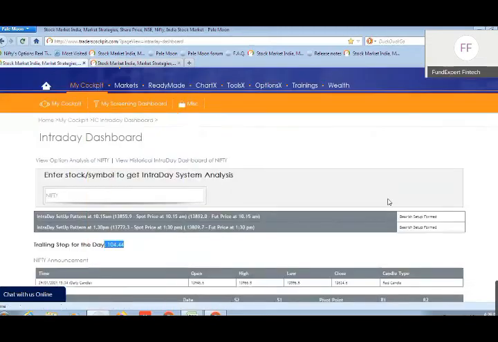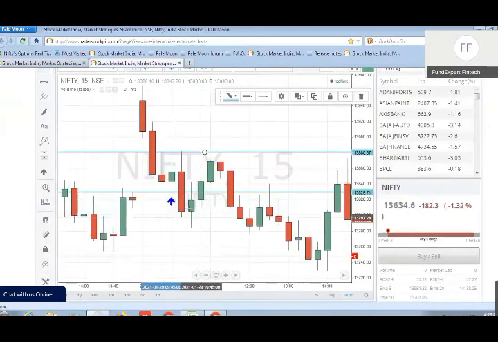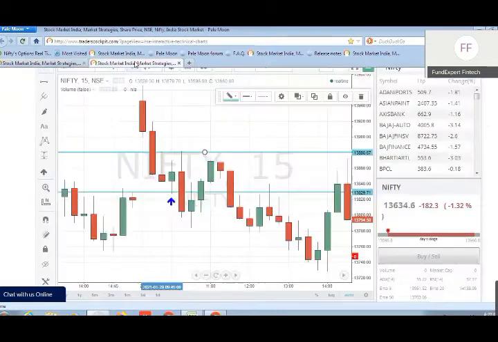Ideally, the trailing stop loss you can derive from here. Suppose, for example, I entered at this 13,829. Downside on the dashboard here, it shows a trailing stop loss for the day, that is 104 points. So accordingly, the stop loss could have been 104 points up from the point of entry. And for the targets, maintain a risk to reward ratio of 1:1. So if my stop loss is 100 points, my target will also be 100 points. If my stop loss is 50 points, my target will be 50 points.